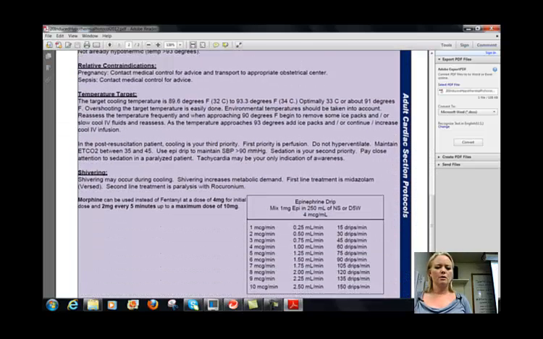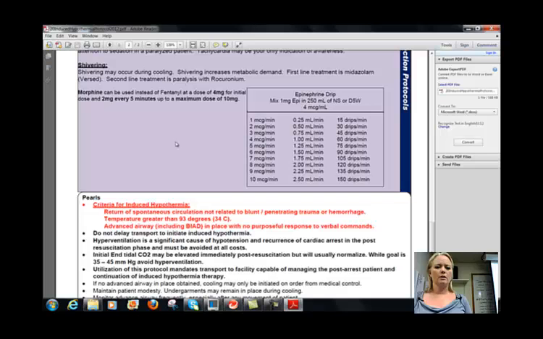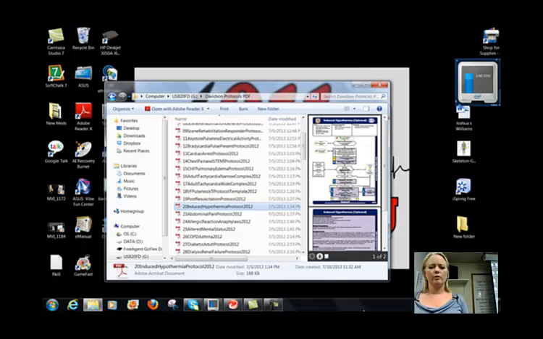Same thing on this protocol. Couldn't fit the morphine on the first page, so it's on the second page. But like I said, anytime you can give fentanyl, you can give morphine. Yeah, only if you need to keep them down.